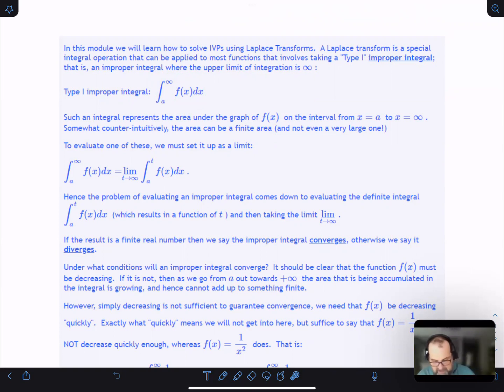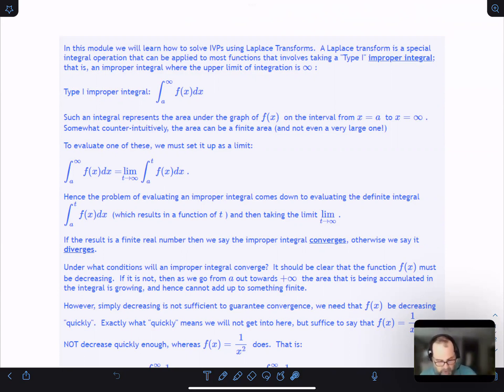So note that the integral from a to infinity of f of x still can be thought of as an area. It can be an area under the graph from a all the way to infinity. The somewhat counterintuitive idea is that even though the region might extend off to infinity in the positive x direction, the area itself does not have to be infinite. In fact, it doesn't even have to be very big. So that is sort of the counterintuitive idea that we have for these improper integrals.